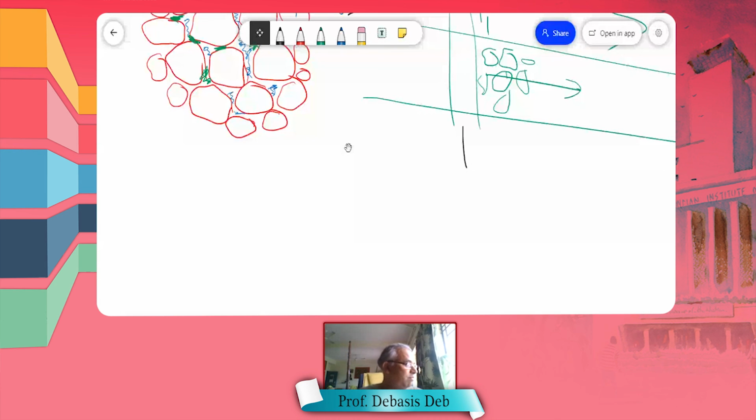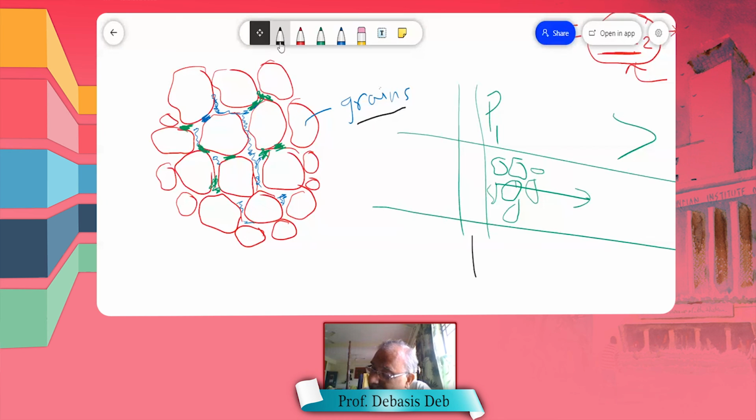The grains are the solid part, which is mostly made of sand particles in our case. Now you write down some definitions. First, what I will tell you is the porosity. But first I draw that one again for you.